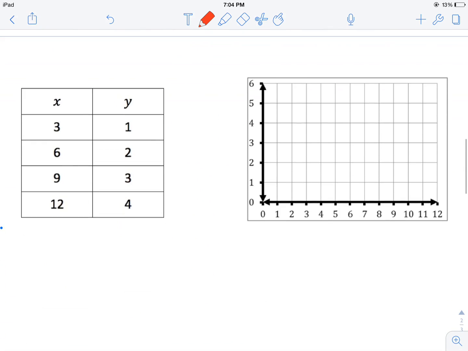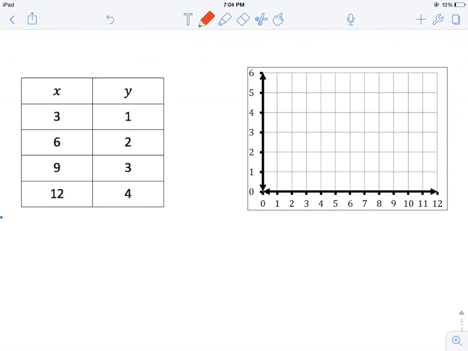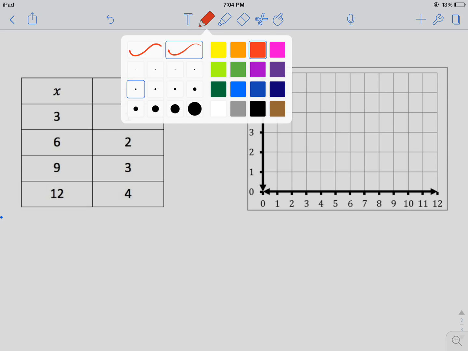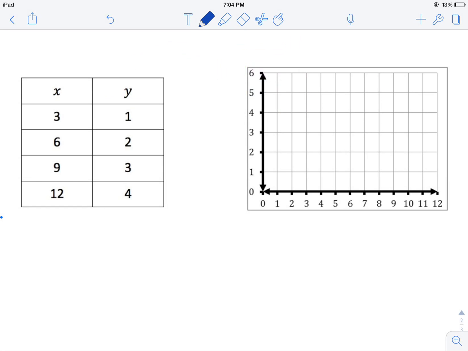All right, why don't we start out this time and check and see if this data is proportionate? There's 2 ways to check, and you can use these ways as arguments, right? If you're asked to explain how you know something is proportionate, you can use either of these arguments. All right, let's start with the graph again.